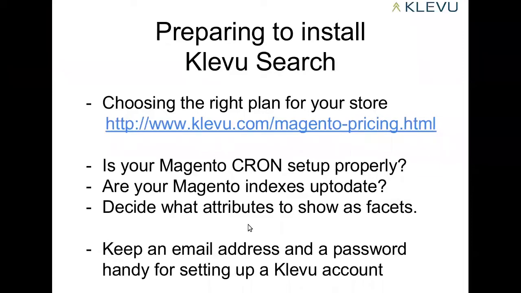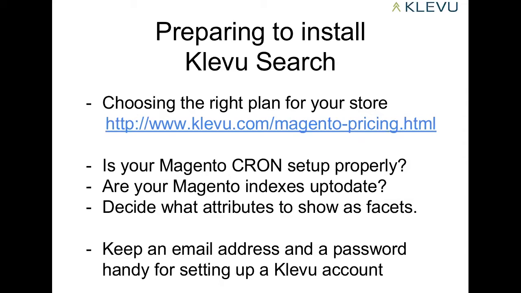Once you have decided what attributes you would like to show as facets, the next thing is that you have to create an account with us. And to create an account with us, you will need an email address and a password. Just keep that handy before you download the plugin and you start setting it up.